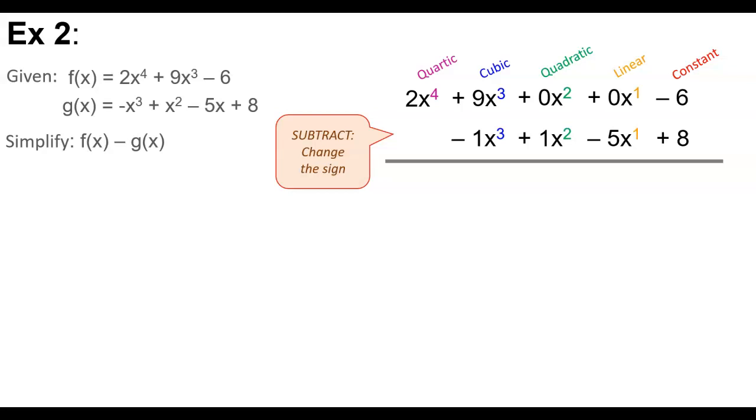Currently, g of x has a minus and a plus and a minus and a plus. Notice what's about to come up here in red. That minus 1x cubed is going to become a plus 1x cubed. The plus 1x squared is going to become a minus. Minus is going to become a plus. Plus is going to become a minus. Does everyone see these changes?